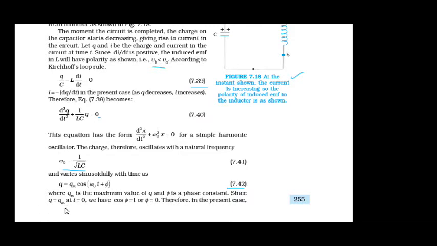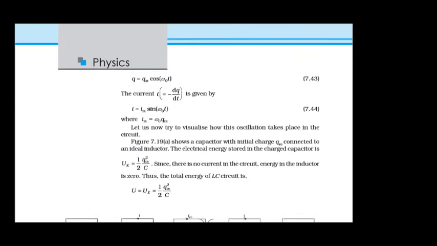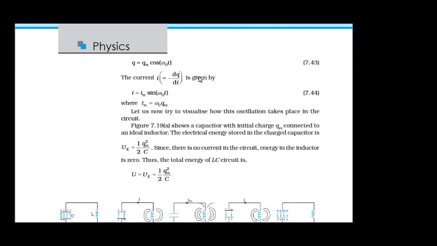Since q is equal to qm at t is equal to 0, we have cos phi is equal to 1 and phi is equal to 0. Therefore, in the present case, q is equal to qm cos omega naught t. This is equation 7.43. Current I is equal to minus dq by dt. Then we can write I is equal to Im sine omega naught t, where Im is equal to omega naught qm.